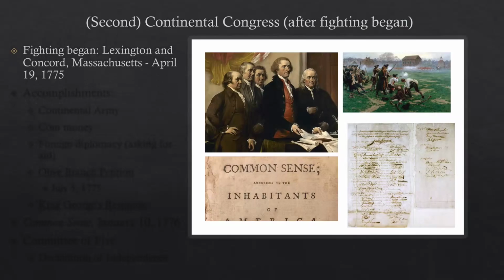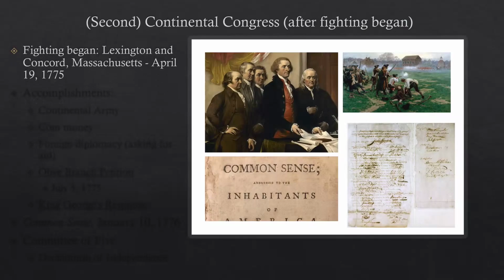Fighting began in the colonies. The battles of Lexington and Concord took place shortly after the Congress had disbanded. These are the battles that are connected with the Midnight Ride of Paul Revere. The British are coming, the British are coming. That's something I'm sure you've heard of already. I'm just reminding you of it.